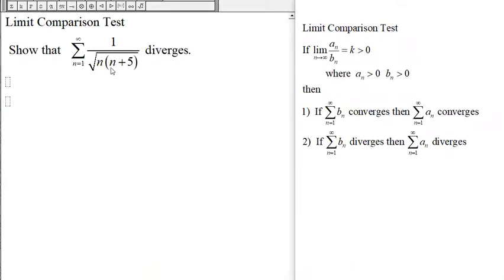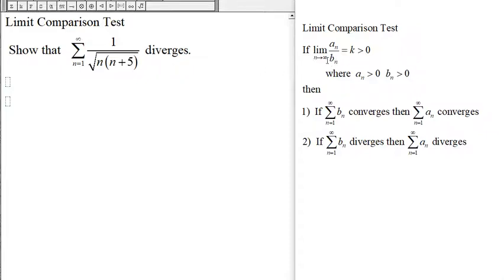Here we have the infinite series 1 divided by the square root of n times n plus 5. And we want to use the limit comparison test to show that this series diverges. And so once again, if we want to use the limit comparison test to show that a given series diverges, we have to show two things.